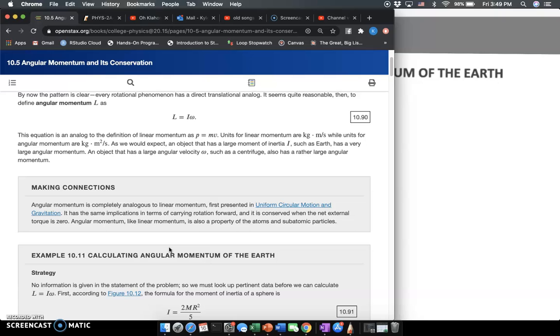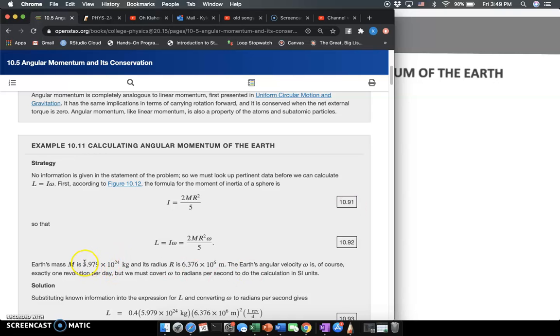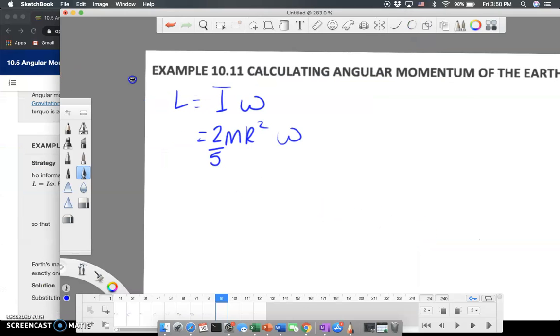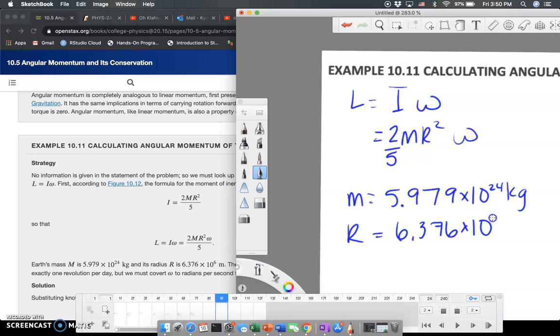And let's see. Okay, so here it has our mass and our radius. And okay, so let me go ahead and write that out for us. So our mass, 5.979 times 10 to the 24th kilograms. My radius is 6.376 times 10 to the 6th meters.